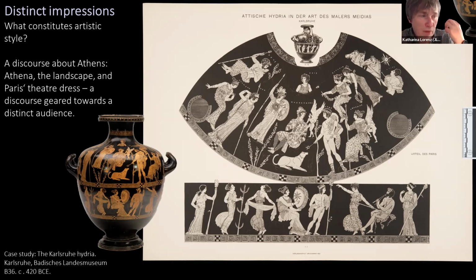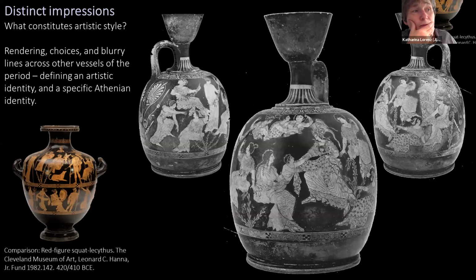So in this highlighting of Athenian features, we could also see a particular element of the artistic style, which presupposes a very specific type of audience. Now, I've taken you through various bits and pieces of this pot in order to make one particular point about the artistic style and the individual elements which constitute the artistic style of this Karlsruhe pot.